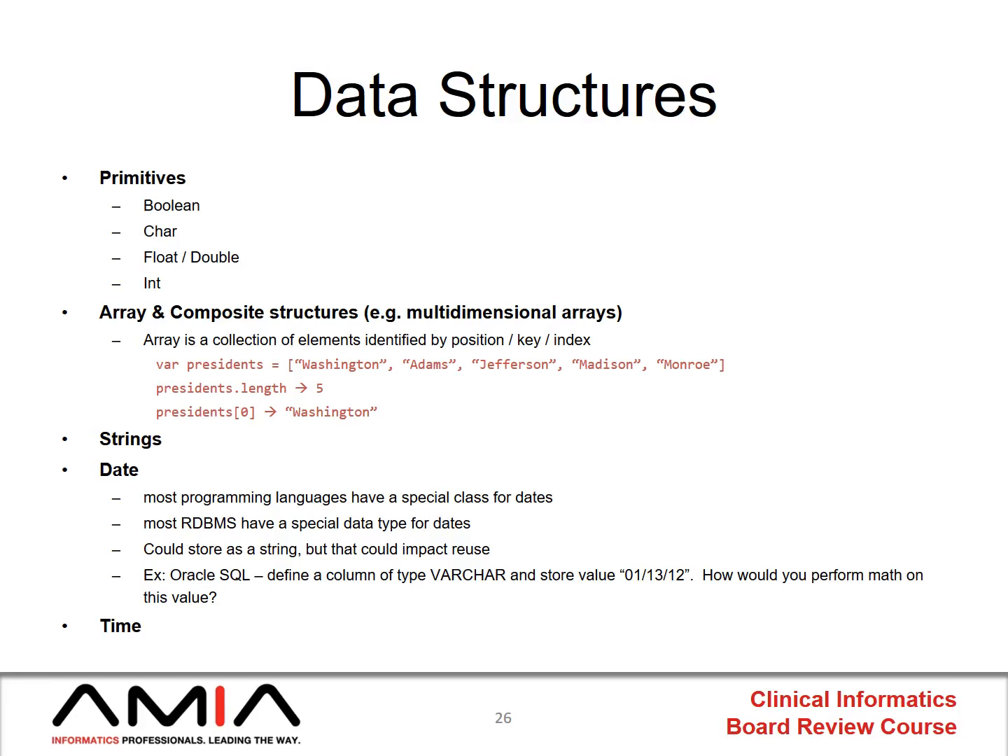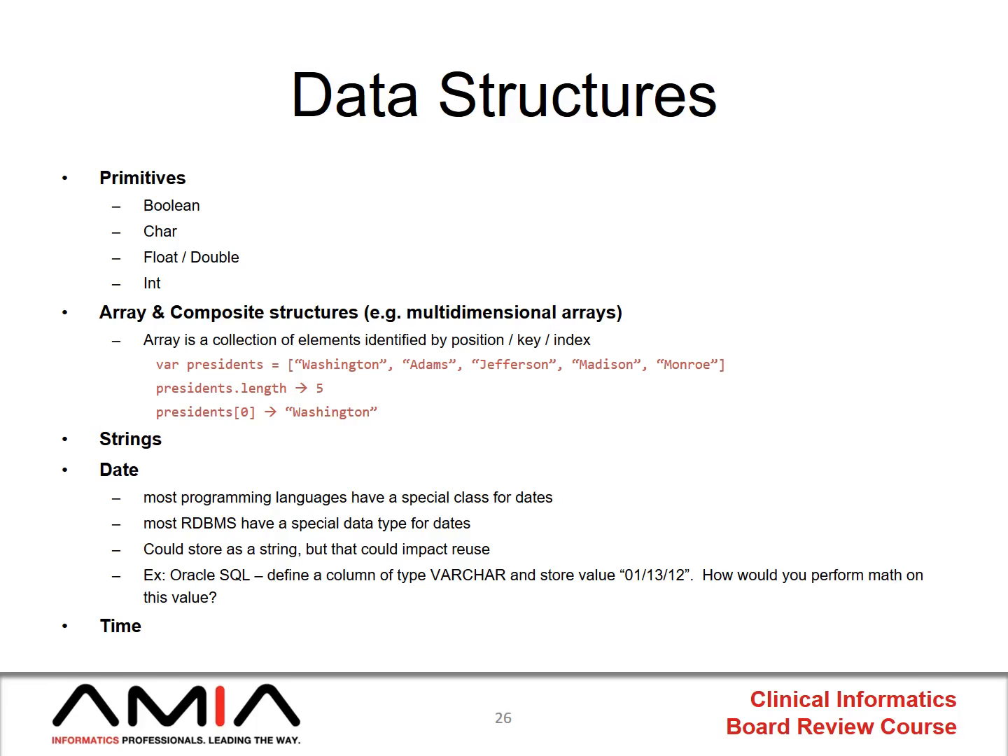If we have a collection of multiple primitives, we can organize them into arrays and composite structures. So, for example, an array is basically a collection of elements identified by their position, or key, in their index. Take a look at this example here. I'm going to create a variable, and I think this example is in JavaScript, called precedence. This precedence variable is actually an array, and it contains 5 different character strings: Washington, Adams, Jefferson, Madison, and Monroe, in order.